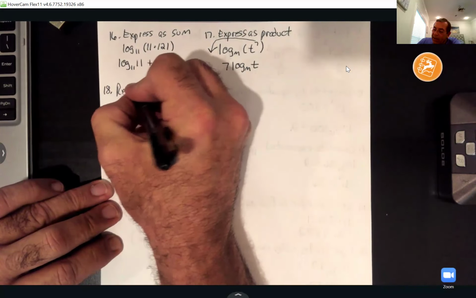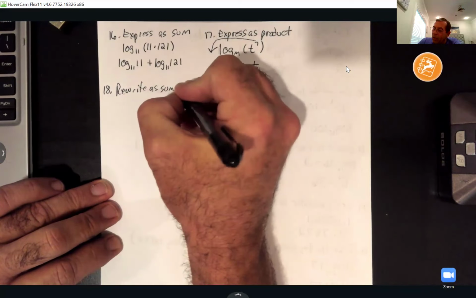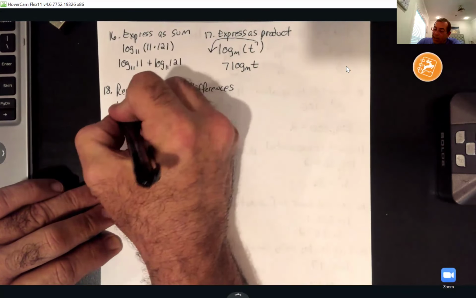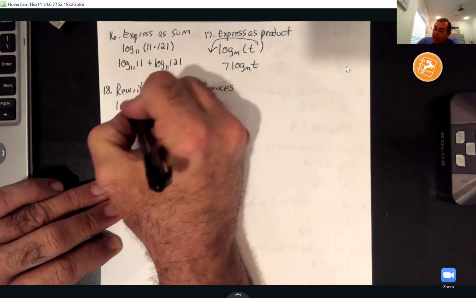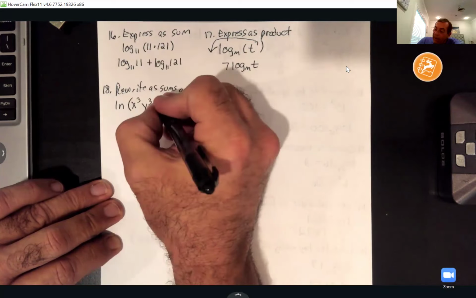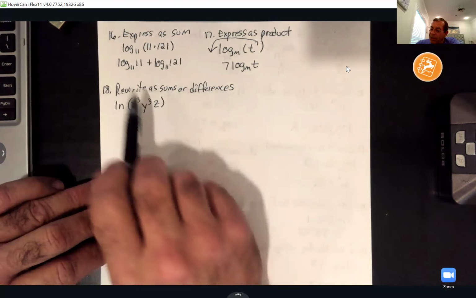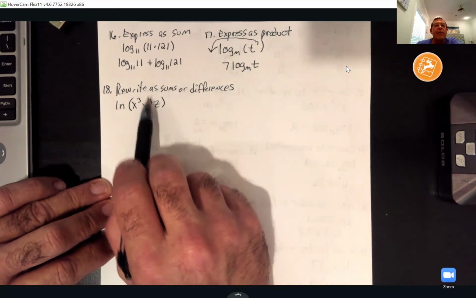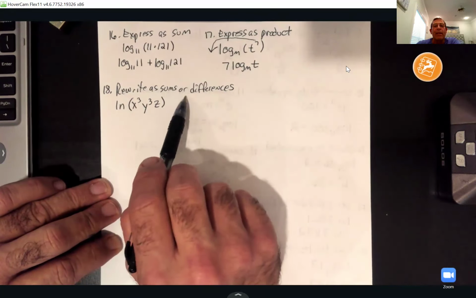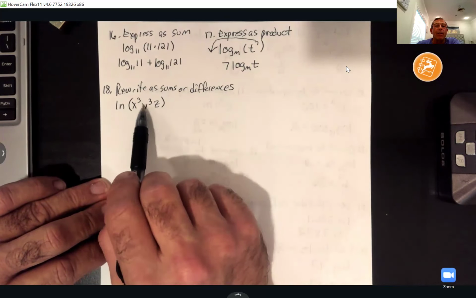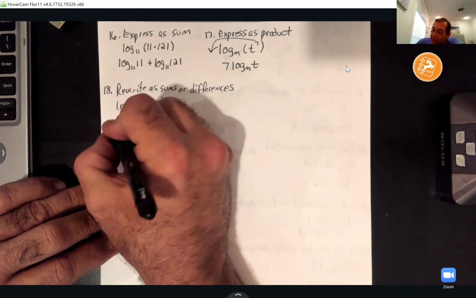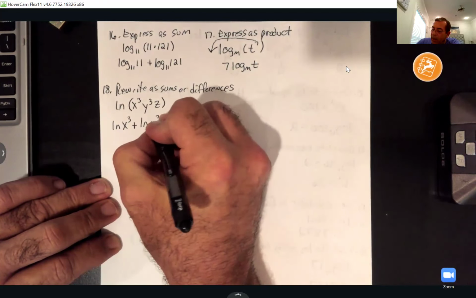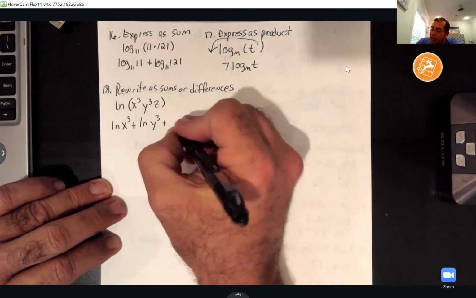18 says rewrite as sums or differences. They're giving me ln of parentheses x to the 3rd, y to the 3rd, and a z. Well, these are all being multiplied just like this was being multiplied up here. So when stuff's being multiplied, it'll actually be rewritten as a sum. That's why they got the or here, either or, okay? So products get written as a sum. So distribute the ln to the x to the 3rd plus distribute the ln to the y to the 3rd plus distribute the ln to the z.